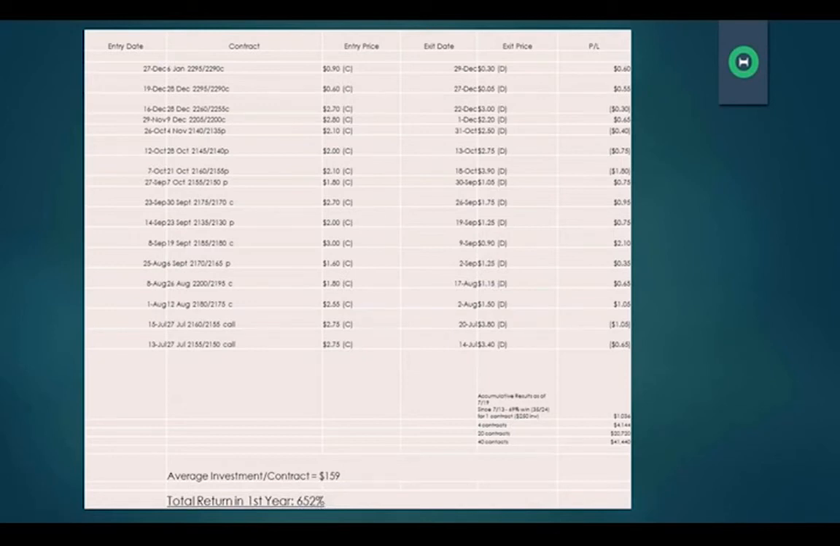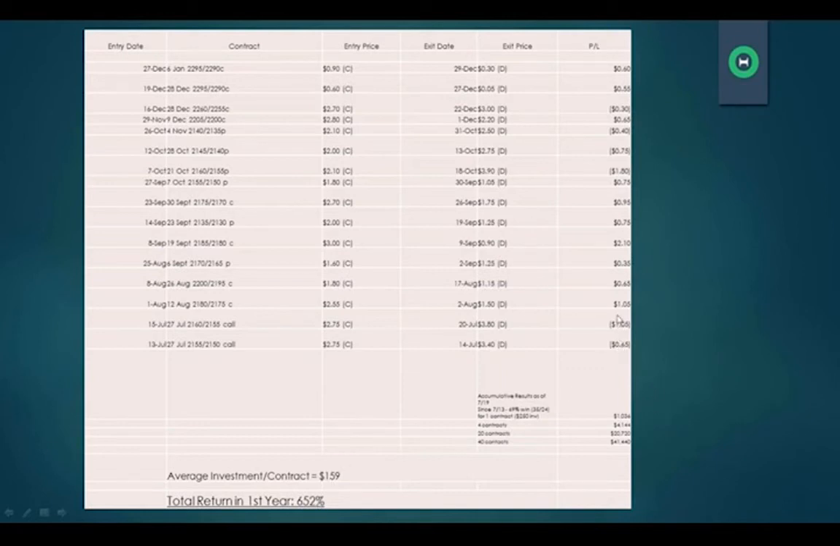652%, yeah. 69% winners on an average investment per contract of about $159. Now, you can take it from there. If you want to invest 4 contracts, that's $4,000 profit. 40 contracts, that's $41,000 profit.